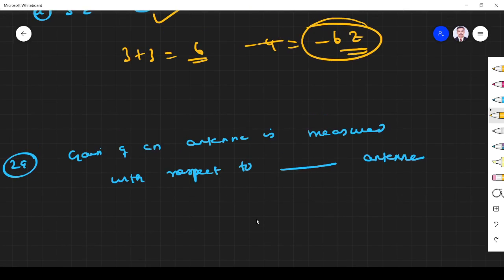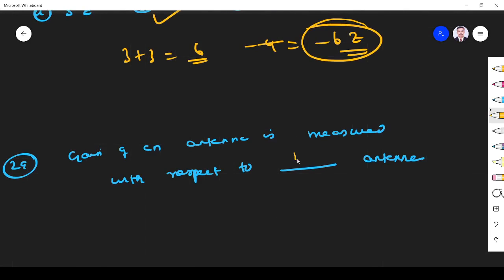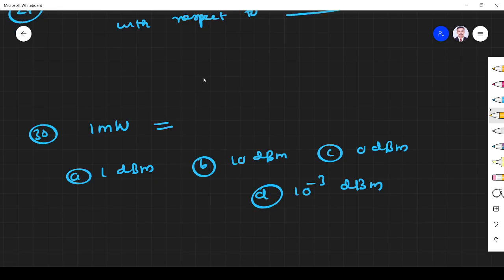Gain of an antenna is measured with respect to an isotropic antenna. So, the well-known direct question. Next one: 1 milliwatt is equal to how many dBm?